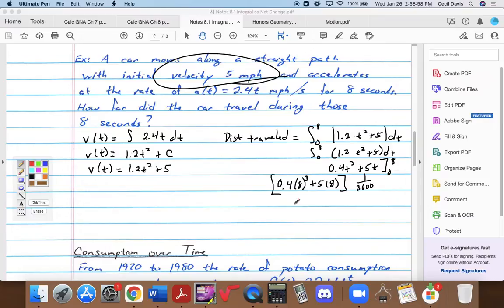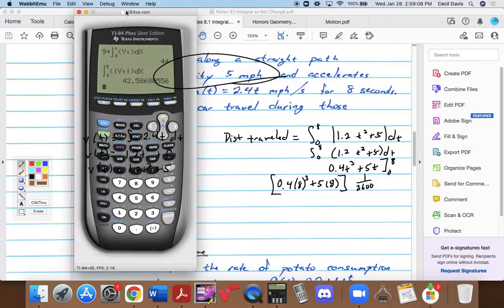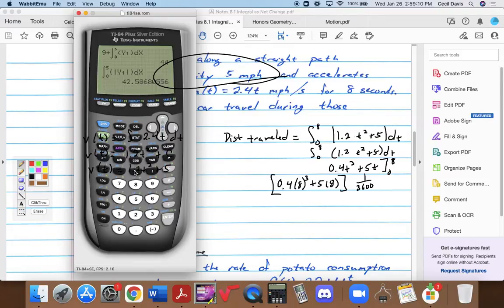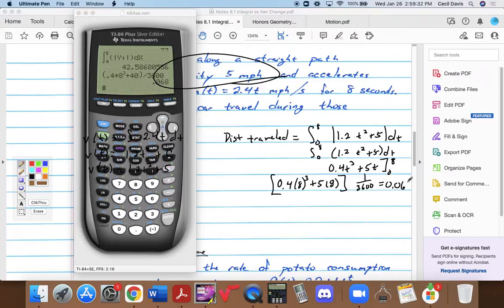So it's not going to be very far, but it's only going for 8 seconds. So 0.4 times 8 cubed plus 40 divided by 3,600. That's .068 miles.